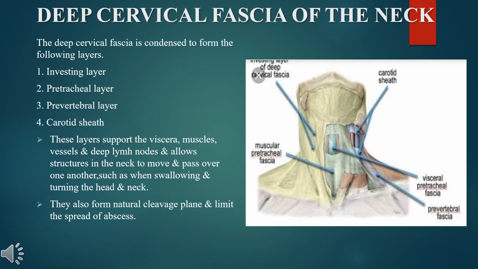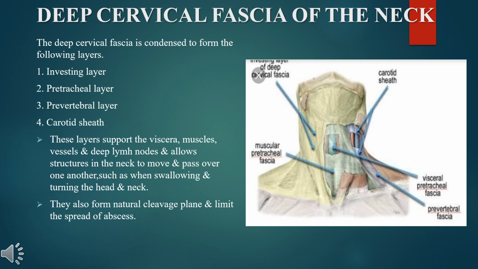Now come to the deep cervical fascia of the neck. Deep cervical fascia is multi-layered fascia which is condensed to form the following layers. First one is the investing layer, then pretracheal layer, prevertebral layer, and last one is the carotid sheath. In this diagram, you can see these layers of deep cervical fascia.